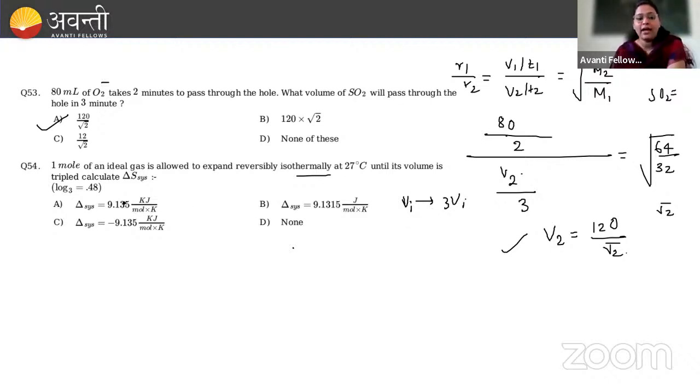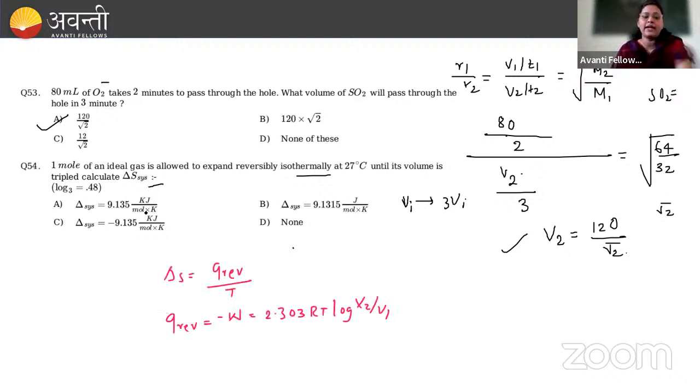Okay, and we need to calculate the delta S of the system. So you know delta S is what? Q reversible by T. And what is Q reversible? It is nothing but the work done. So what is the formula for work done? 2.303 RT log of V2 by V1.